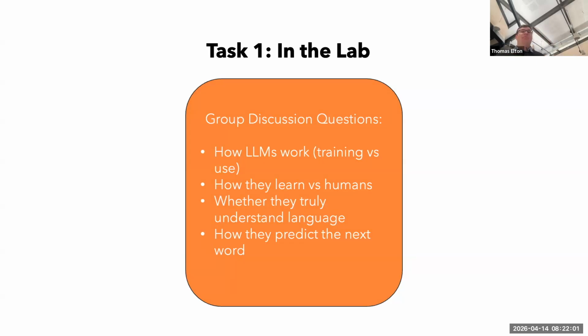I want you to start thinking about how these models learn versus how humans learn. I want you to consider whether these models truly understand language. And finally, how do these models predict the next word? Now, this last question, I actually realized in hindsight, we are probably going to spoil a bit in a second with some of these later exercises, but it's still useful to think about.